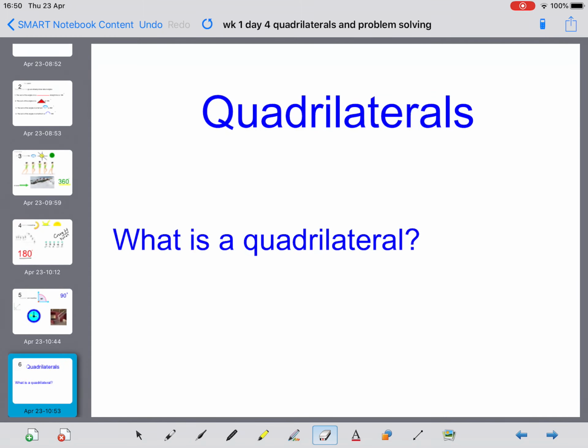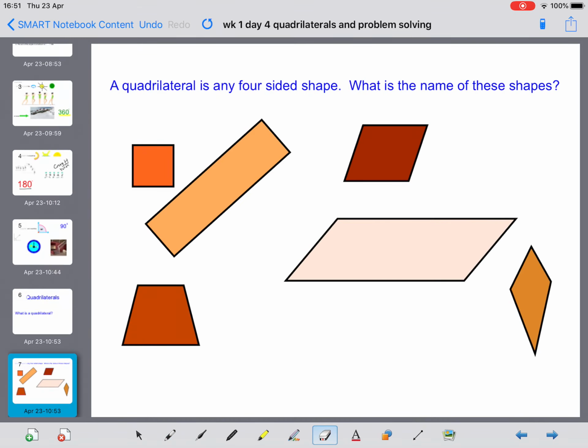Right, so we're going to look at quadrilaterals today. I think you can remember what a quadrilateral is, hopefully. A quadrilateral is a four-sided shape, any four-sided shape. It doesn't have to be one you know, it could be an irregular four-sided shape, like that. Anything, but mostly we deal with regular ones.